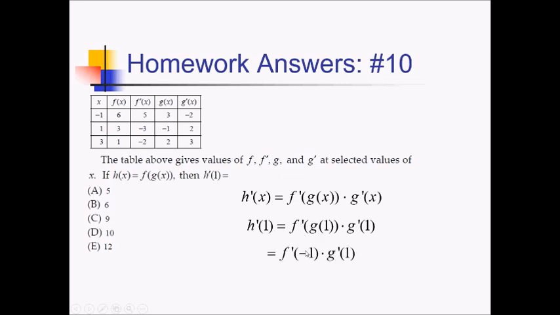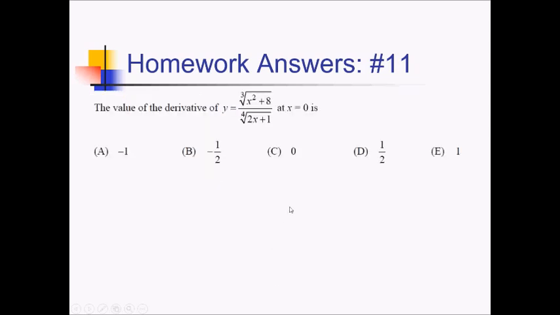Now f prime of negative 1, we can look that up in the table too. It looks like that has a value right here of 5. And then g prime of 1, also in the table, that's going to have a value over here of 2. So 5 times 2 is 10, which gives us choice D.